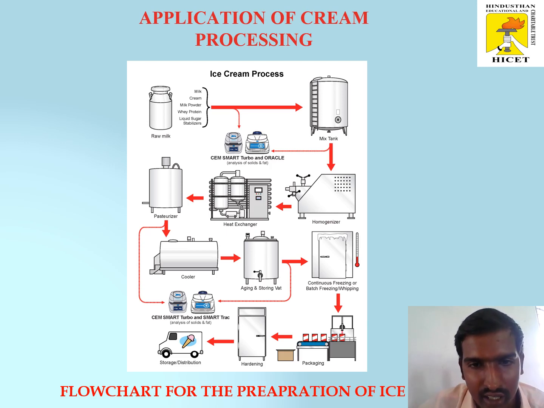The heat exchanger exchanges the heat, that is, it will heat the milk from 4 degrees Celsius to 72 degrees Celsius, and subsequently we cool the milk to 4 degrees Celsius for further processing. Here we usually use a plate heat exchanger for the process, and it moves towards the pasteurizer where pasteurization begins, heating from 4 degrees Celsius to 72 degrees Celsius and then cooling to 4 to 10 degrees Celsius.